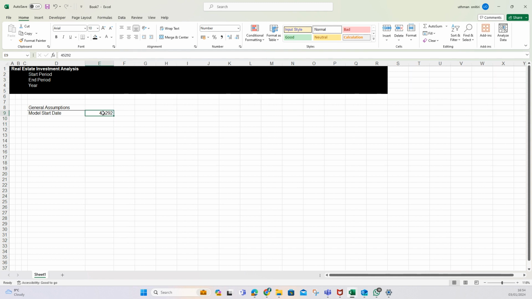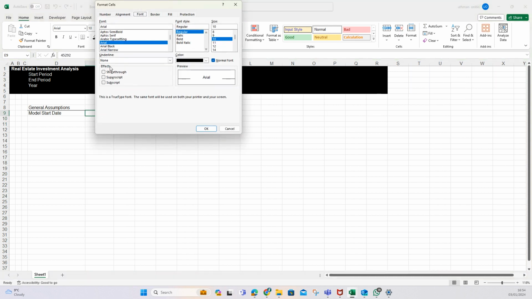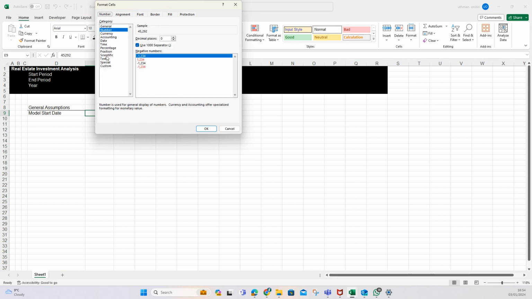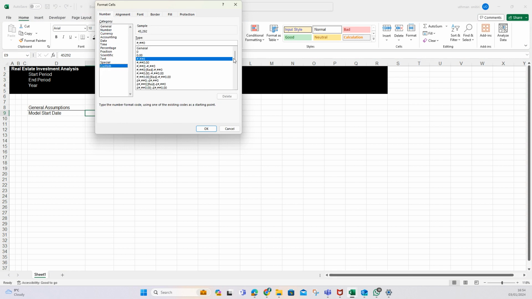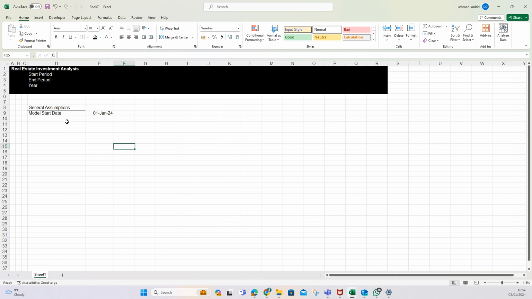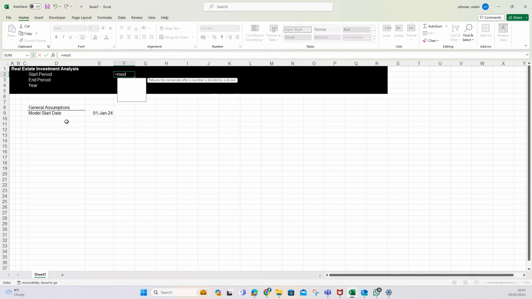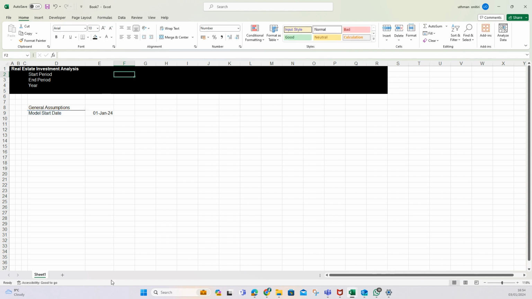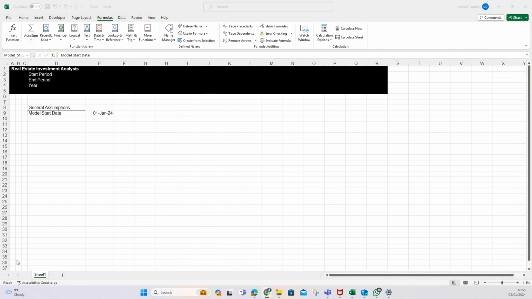To change the date format, Control 1 is something you could do. Come to number, come to custom. You could select any date format you want, but like this. Then I say, I haven't done this. This equals to model start. Big mistake, right? So I named the wrong cell.